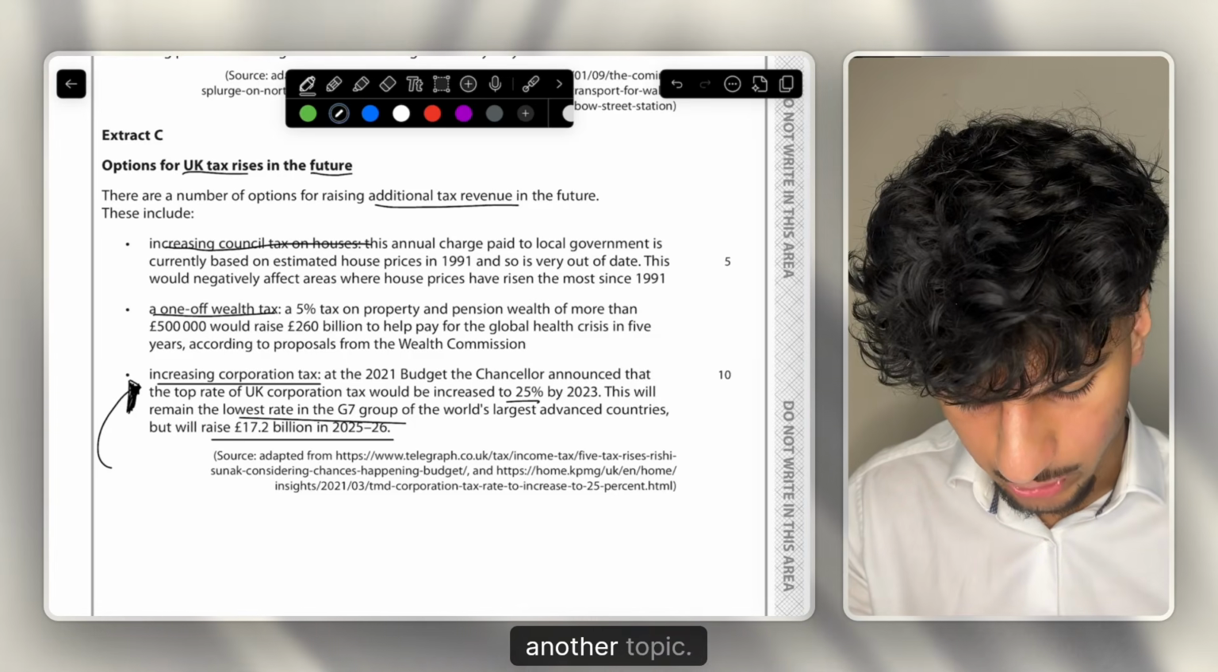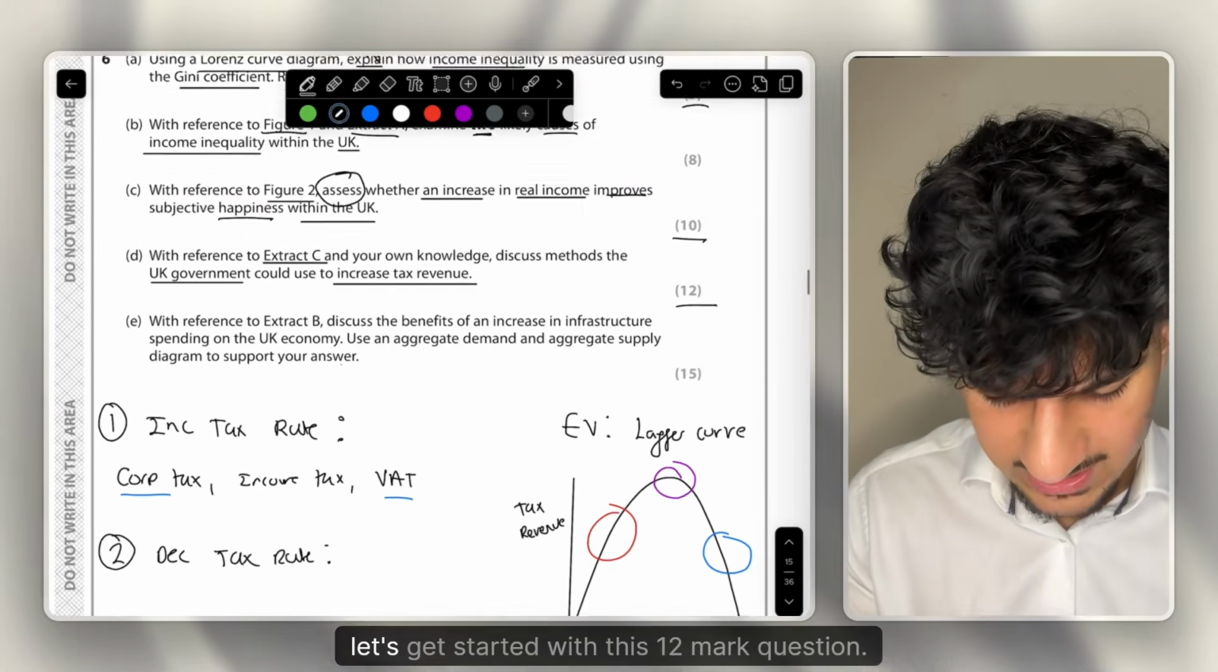But that is another topic, so we will not go any more in depth with that. But yeah, let's get started with this 12-mark question.